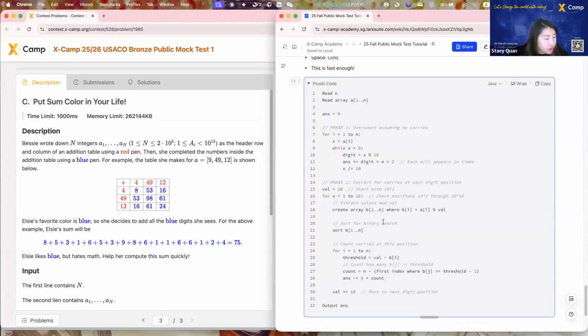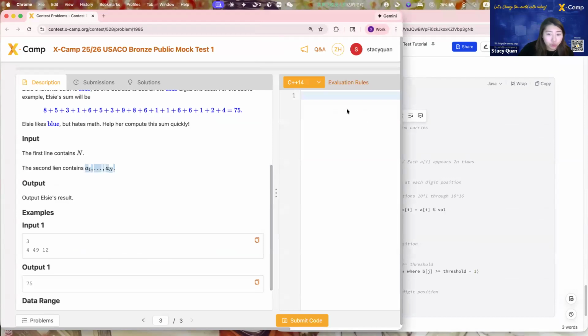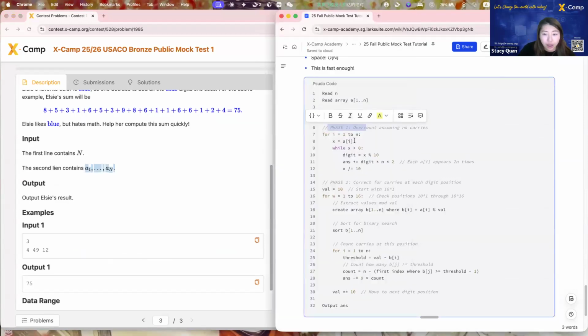Pseudocode-wise, this implementation is quite hard, so I want to create the pseudocode for this question. Phase one is you count assuming there are no carries. So you first read through the n, and then you create an array of vectors to store all the numbers. And then you go from 1 to n, going into every number one by one. You get the last digit, and every digit is contributing a number of times, and you get rid of the last digit, until there's no digit left for every one of the input numbers.